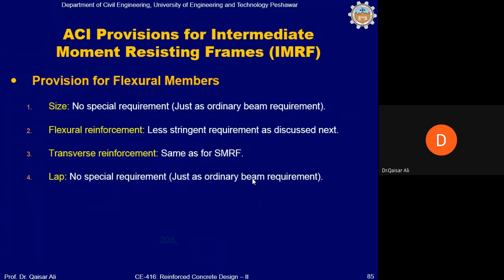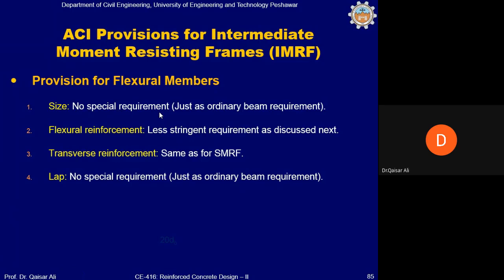Now we will quickly go through the IMRF, because IMRF is not difficult. You compare IMRF with SMRF, and some of the requirements are different. If there are no requirements, we will say that there are no special requirements. However, if there are some requirements, we will study them. So for flexure members or beams, if a beam is part of IMRF, then there is no special requirement. A beam can be of any size, unlike the SMRF requirements.